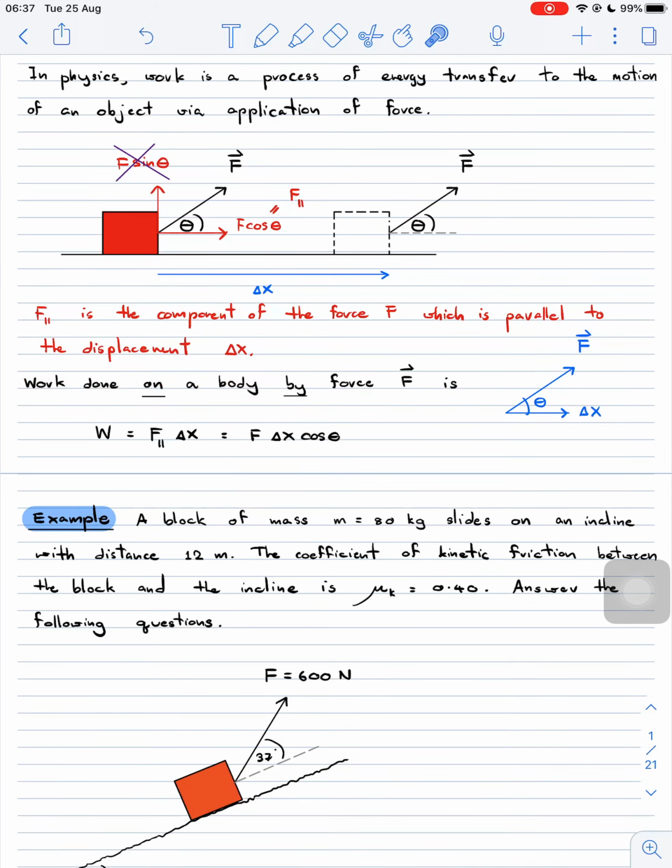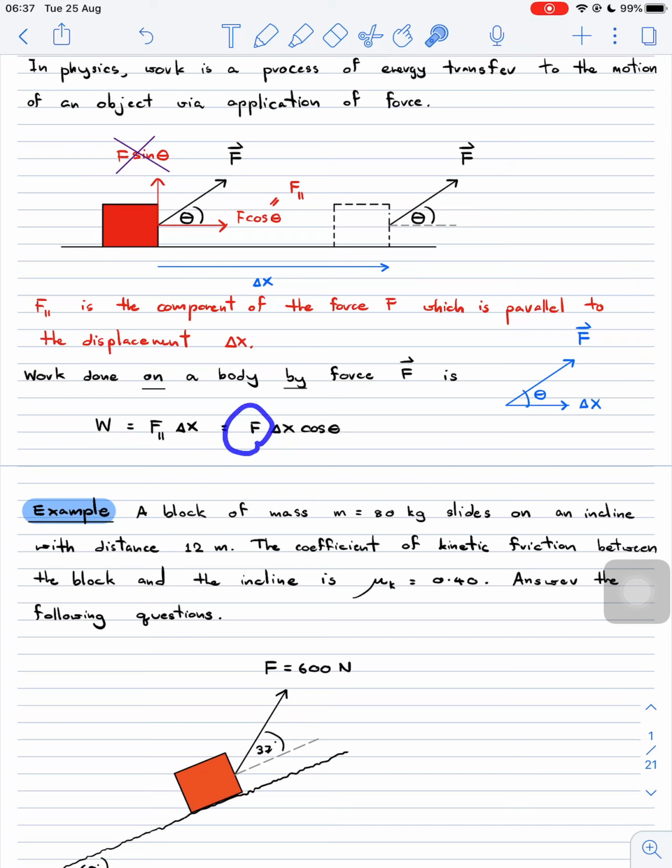One more thing, you can see that the force F here is a vector quantity and delta x is a vector quantity as well. So we have two vectors multiplied with each other to get a scalar quantity, because the work done doesn't have a direction, it has only the magnitude. So this is a scalar quantity. It means that we need to use the dot product, or the scalar product, in this case.